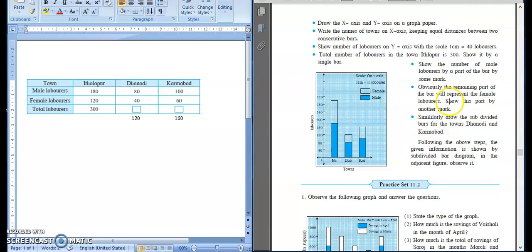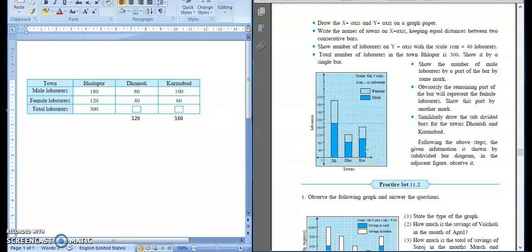Similarly, show this part by another mark. Leave it blank or show it by another color. Similarly, draw the subdivided parts for the towns Dhanodi and Karmabad also. See here, Dhanodi has a total number of laborers of 120. So mark this bar up to 120. The height of this bar should be up to 120. Then of that, 80 are male laborers, so mark this point 80 here for male laborers. The remainder will be for female laborers.